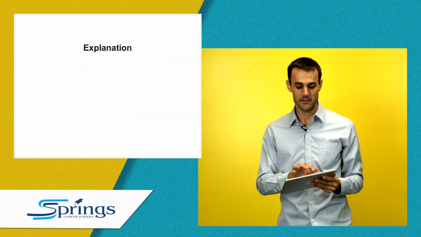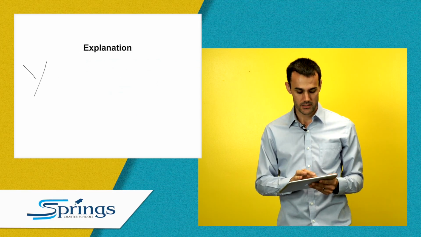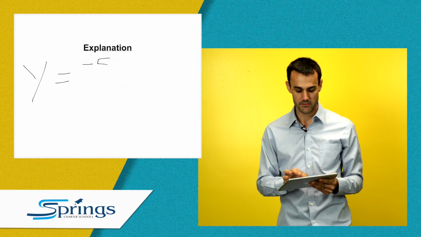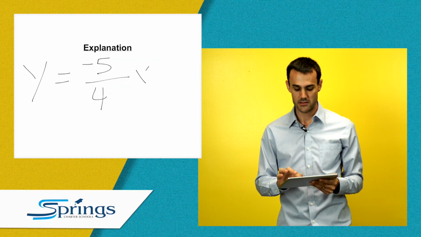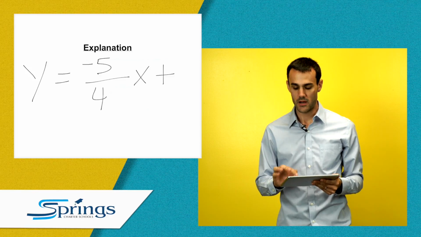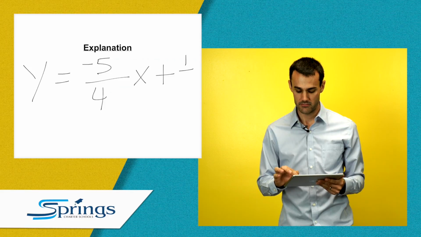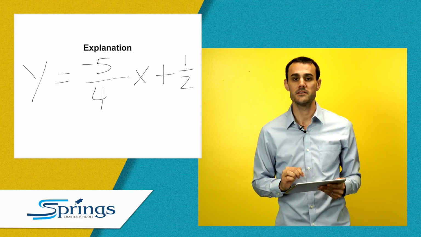So let's go ahead and write that equation out. We have y equals -5 over 4 x. That's our slope. And our y-intercept is 1/2. Or you could choose to write the decimal 0.5.